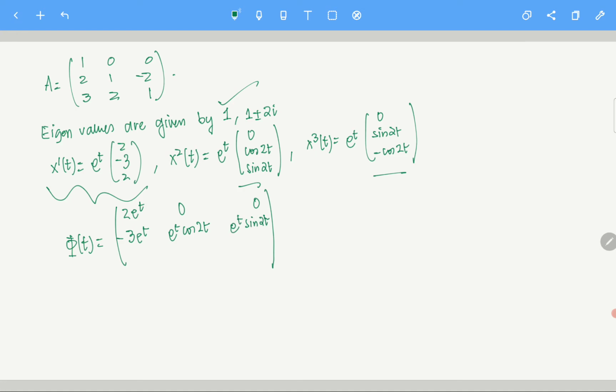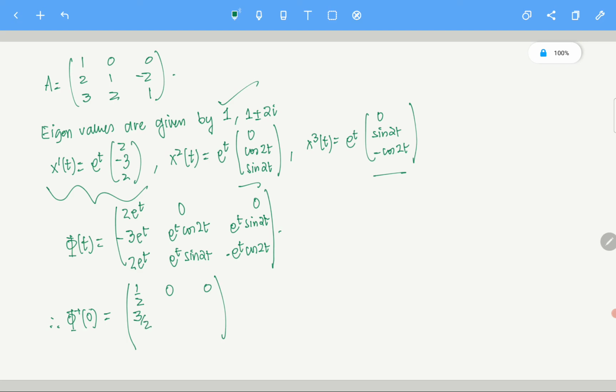I hope you understand what I'm doing. I'm just writing the components in a column. That is what I taught you. Whenever you want to write a fundamental matrix phi of t, how do you write it? You just write x1, x2, x3 in the columns. So the third is 2 e power t, and it is e power t sine 2t, and it is e power t cosine 2t, right? That's your fundamental matrix. These are tedious work, but it's not an extremely difficult thing to do. You understand? So the inverse you have to find corresponding to t equals 0.